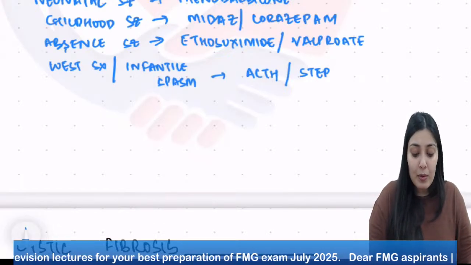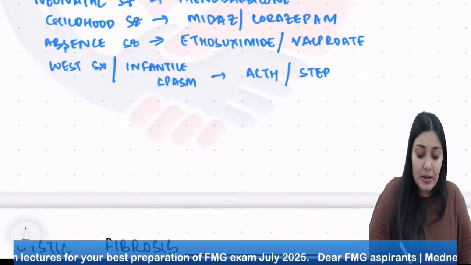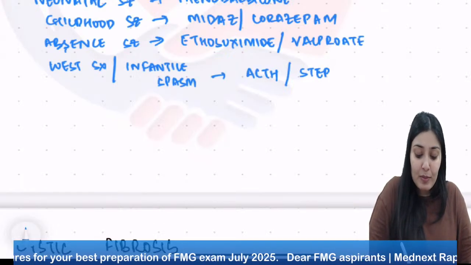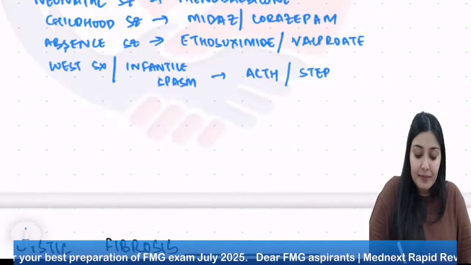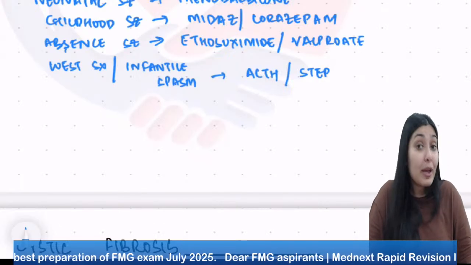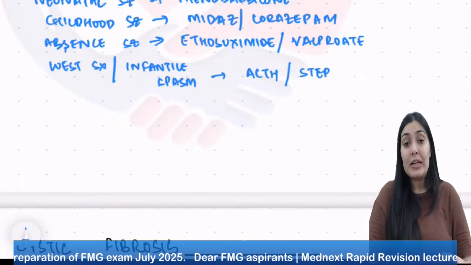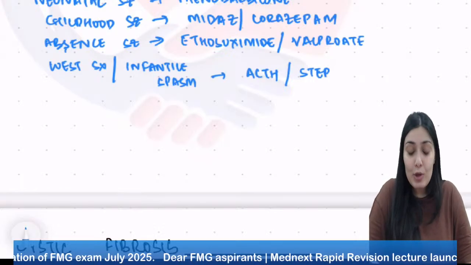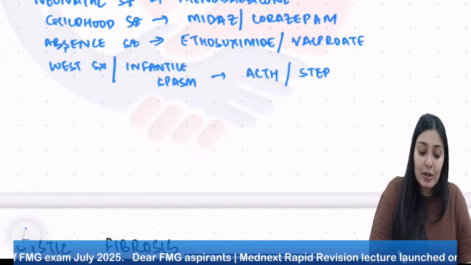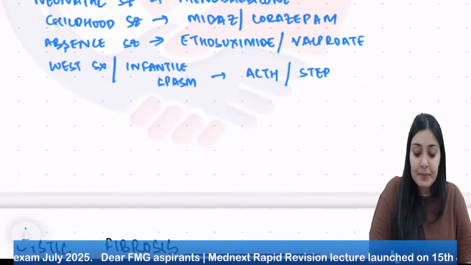What about this box-shaped heart? Box-shaped heart. Where do you see this box-shaped heart? If the mother is suffering from bipolar disorder and taking lithium, the baby can have this anomaly. What is this anomaly? This is Epstein anomaly.